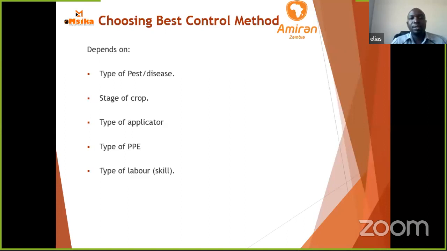Then choosing the best control measures. There are things that we look at for you to come up with the best way of controlling the pest in your field. So this depends on, number one, the type of pest, the type of insect, the type of disease, the type of weeds that you have. So once you know the type of pest that you have, then you will be able to trigger in your mind what kind of pesticide you're supposed to use.